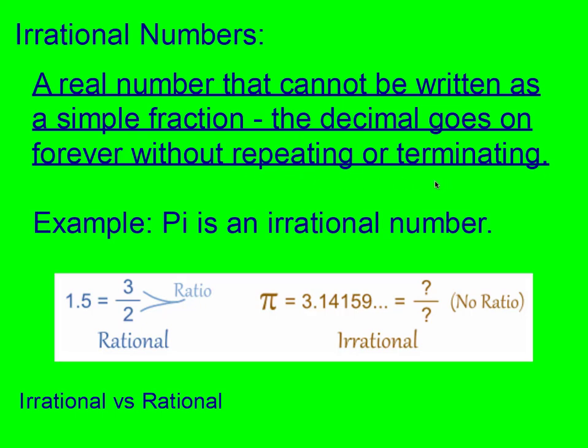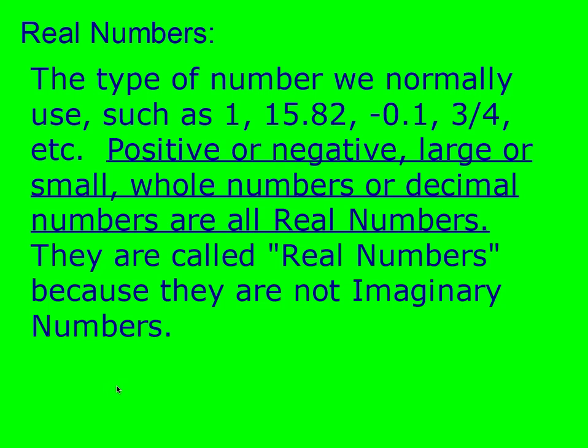One of the most famous irrational numbers that we have is pi. Another one is the square root of 2. So those are all what we call irrational numbers because they will give you a decimal that will not repeat and will not terminate. Then we have the set of real numbers.